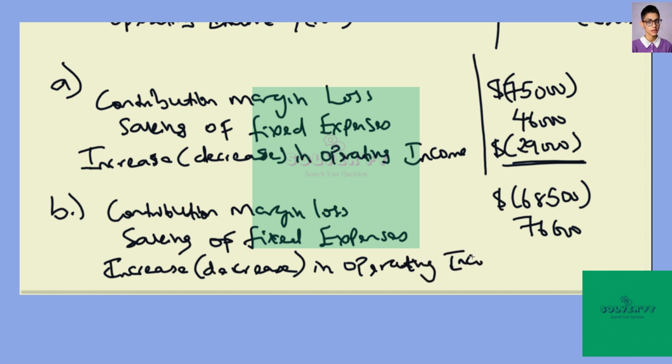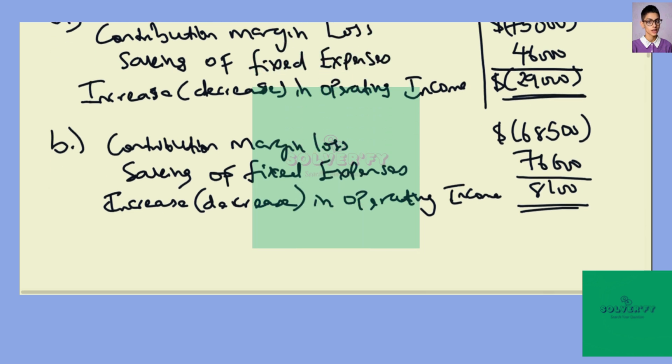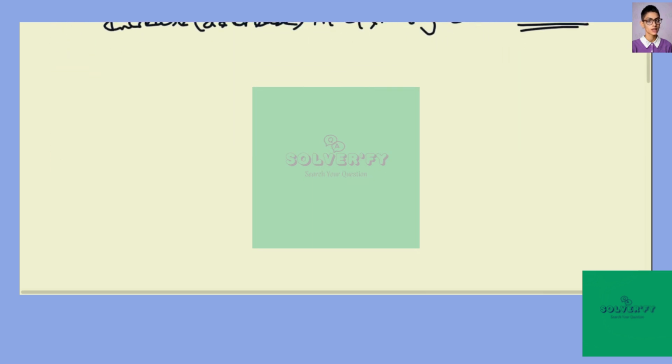So that's the answer. Now the final question says what other factors should the top management of Belmont consider before making the decision? And I would say it is preferred that they discontinue the business of Division B because there's a decrease in the operational loss of 8,100 by discontinuing the operations.